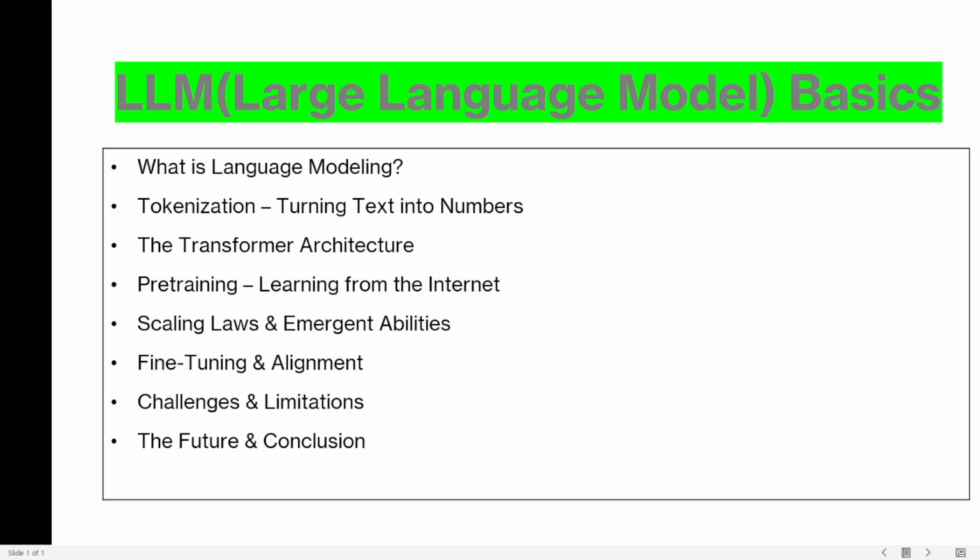Pre-training, learning from the internet. Now, we reach the heart of it: training. The first and foremost resource intensive phase is called pre-training. This is where the model learns language and knowledge from massive amounts of text.